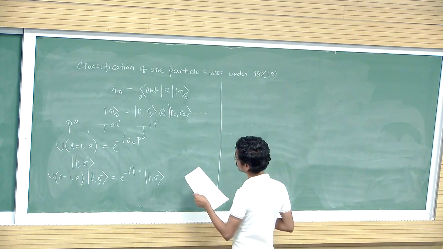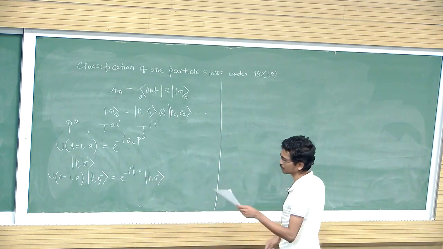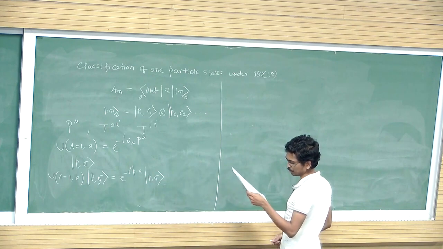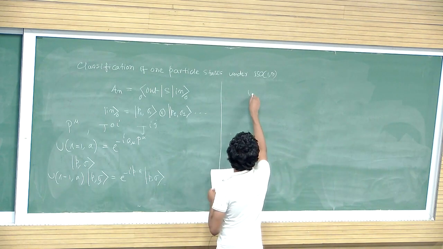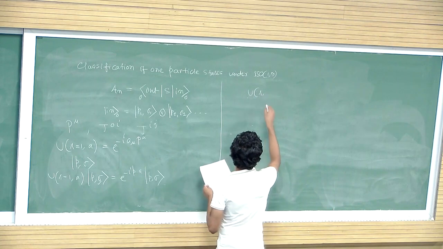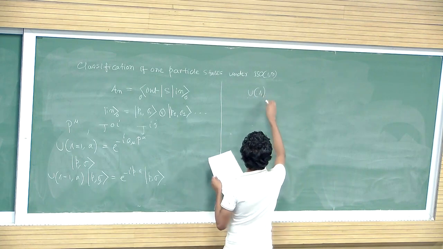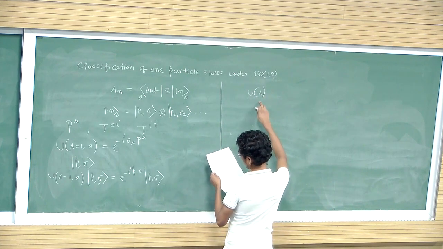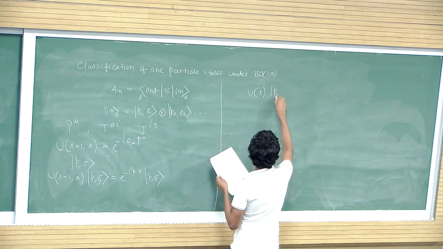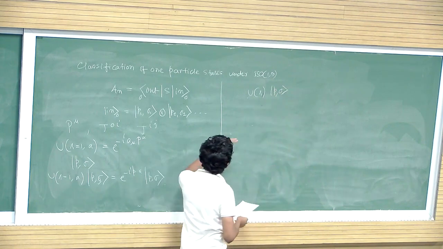So to study the Lorentz transformation property of this one particle state, what we want to calculate is with Lambda and a equals 0, because there is no translation. I just want to study the Lorentz transformation property. So I want to study this thing: U(Lambda) acting on |p, sigma>.